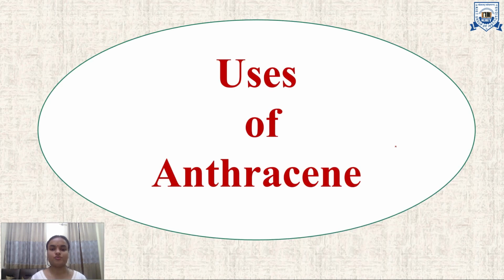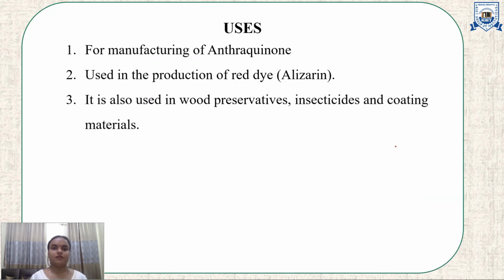Now let's see the uses of anthracene. Anthracene is used for the manufacturing of anthraquinone, as you have seen in the reactions of anthracene. Anthracene on oxidation forms anthraquinone, so it is used for the manufacturing of anthraquinone. It is used in the production of a red dye known as alizarin. It is also used in wood preservatives, insecticides and coating material. So these are a few uses of anthracene.